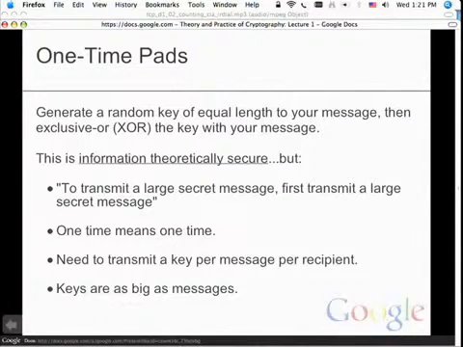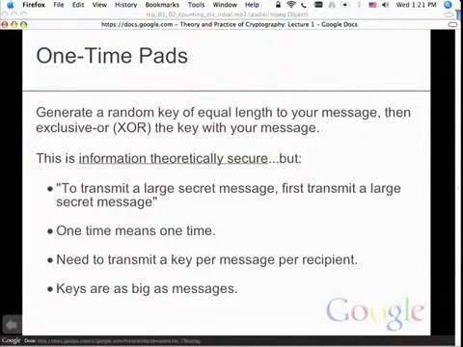The idea is that if I have a message that's a coin, a bit, and I have a secret key that we shared, and I say heads is the key plus the coin, the key could be, it's 50-50, that could be heads or tails.